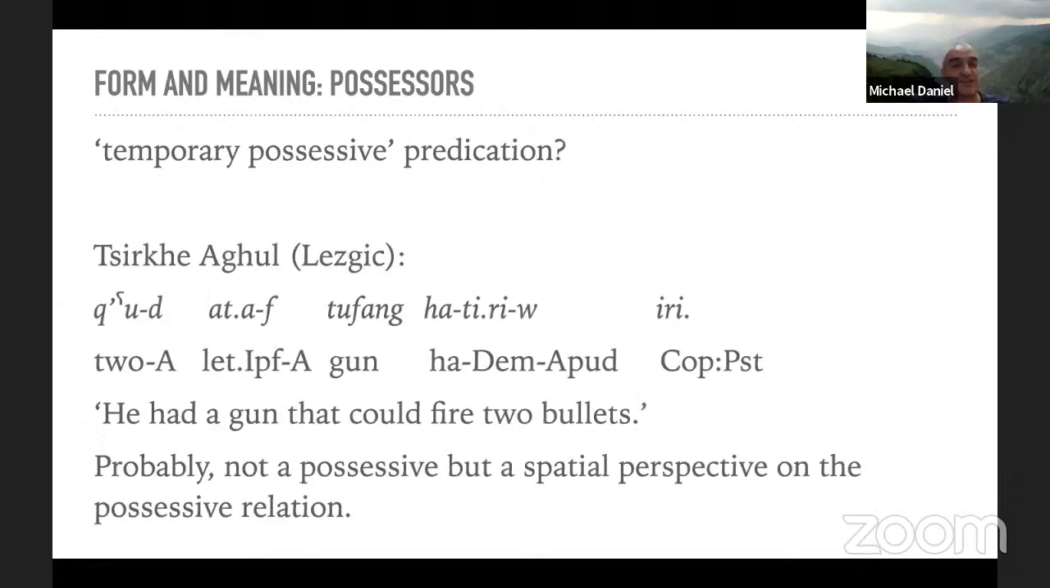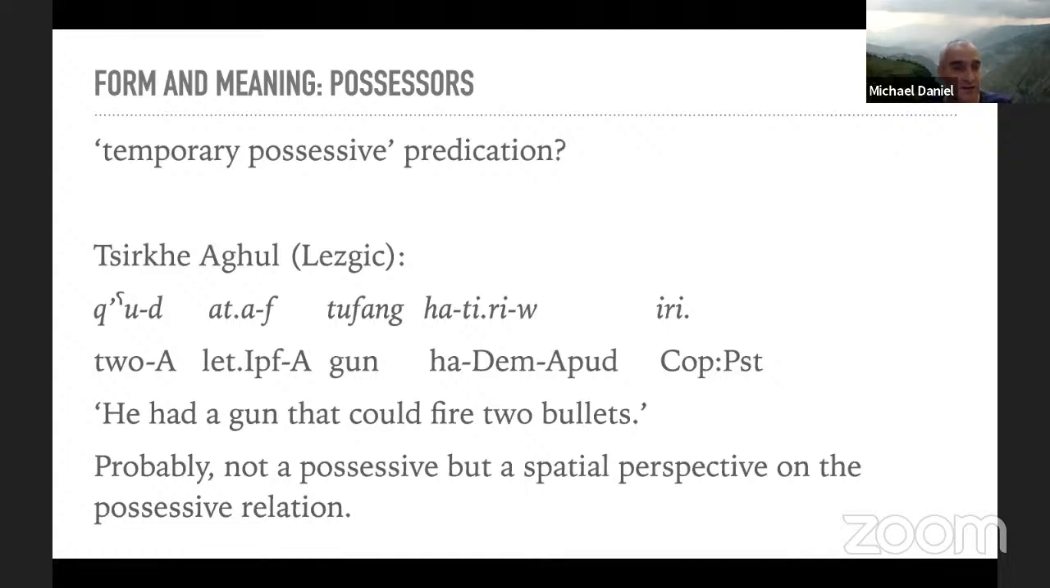Consider the following example from Agul, a Lezgic language. He had a gun that could fire 2 bullets. Literally, it says, 2 bullets letting gun was on him. So basically, yes, he had a gun that could fire 2 bullets with him. Actually, the speaker is agnostic as to whether the gun belongs to the guy or he only carries the gun. He is not talking about that.